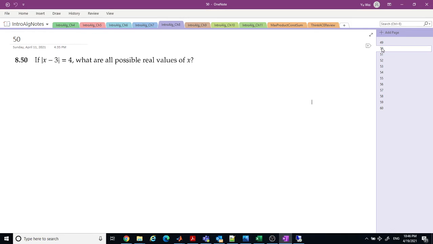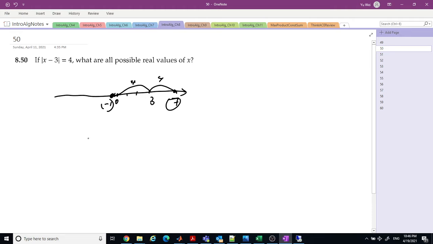Number 50. This one is pretty simple. Let me explain from the number line. Here is 0, 1, 2, 3. Against 3 we need 4, so we need 4 here, and 4 goes to here. So you can see the distance is 4 on each side, because it's x minus 3. That's why we have -1 here and 7 here. In algebra, x minus 3 equals 4 means equivalently x minus 3 equals -4, or x minus 3 equals 4. Then you get x equals -1 or x equals 7.